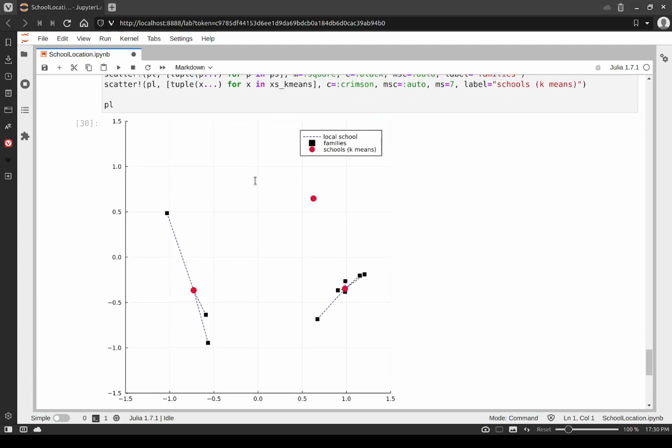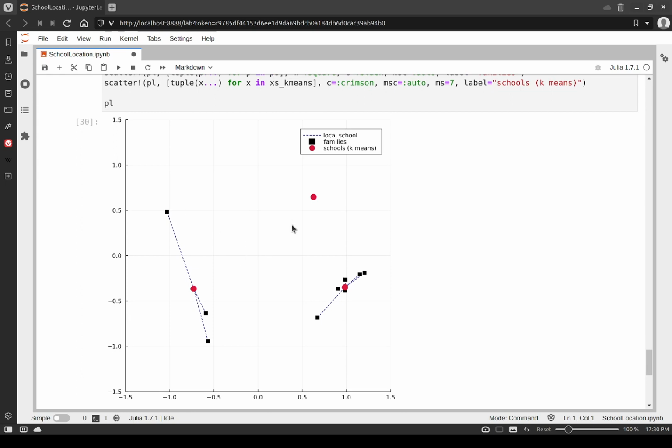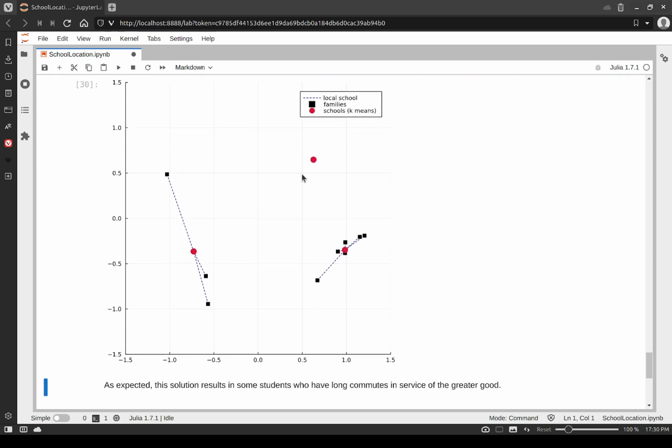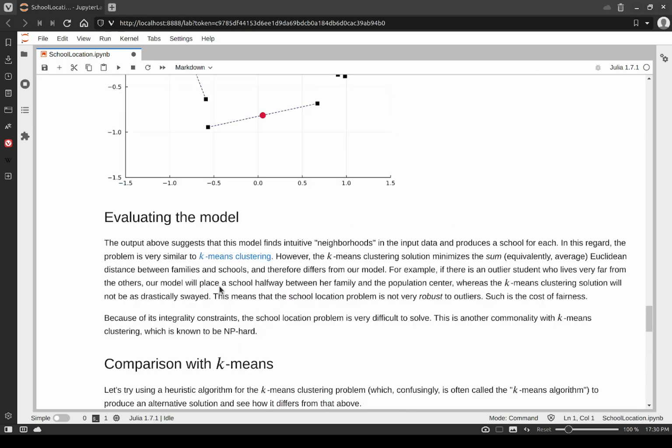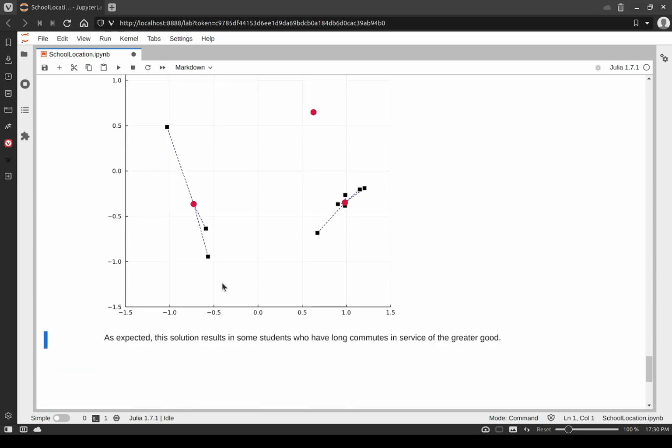And if we take a look for our same solution here, we get a very different, wow, this is quite striking. We have one school that nobody's going to, and these all got assigned to just two neighborhoods. So these got grouped together and those got grouped together. So this is a very different kind of philosophy about how to assign students to schools.